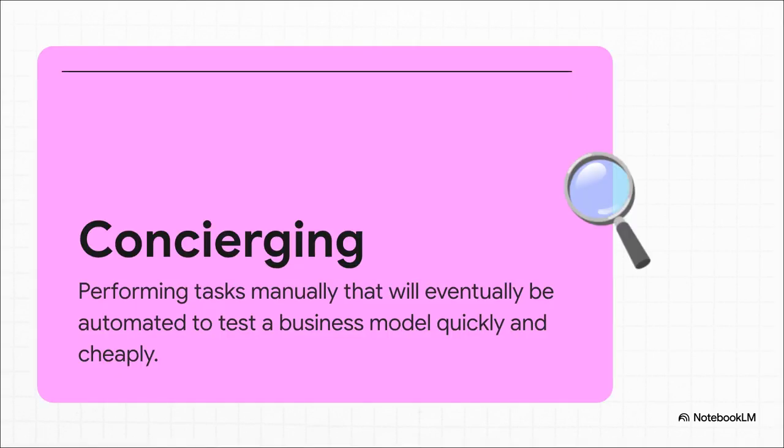So the super clever trick actually has a name. It's called concierging. It's basically like you're putting on a show. To the customer, it looks like this amazing, fully automated service. But behind the curtain, it's just you and your team doing all the work by hand. The food delivery service Peddler did the exact same thing, with the founders personally calling restaurants. It's just the ultimate way to get that direct feedback and prove your idea works.